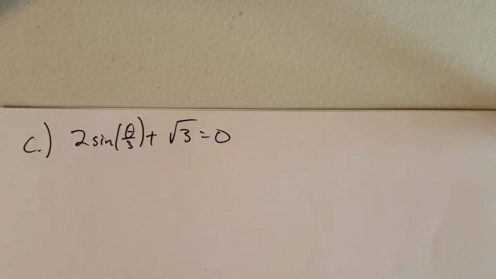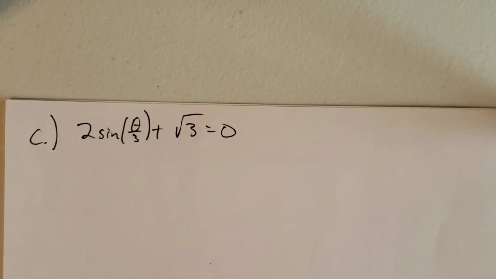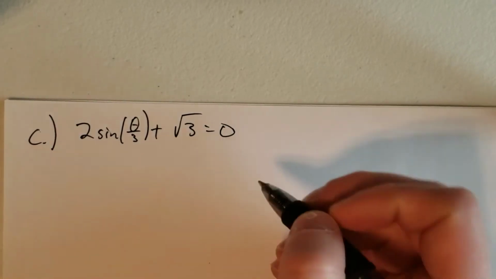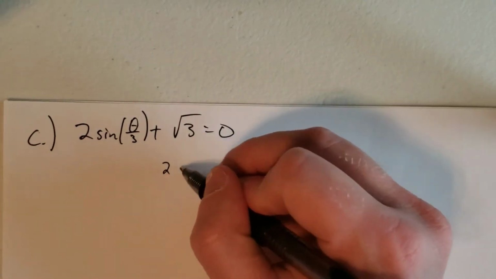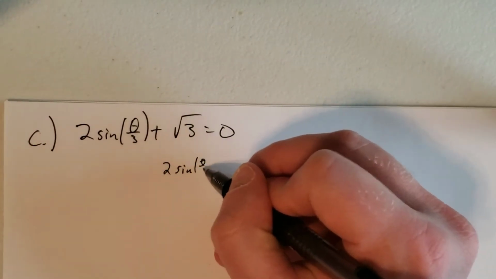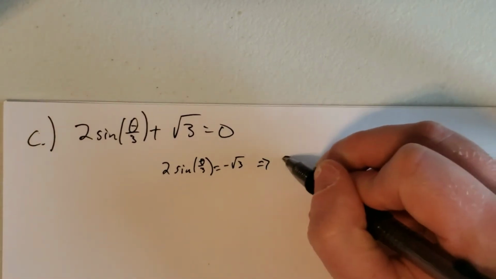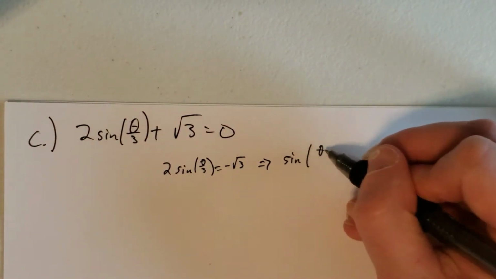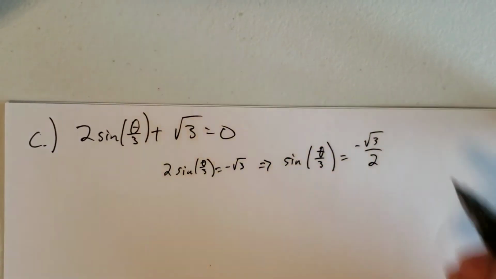So part C says 2 sine of theta over 3 plus the square root of 3 is equal to 0. I want to go ahead and solve this. So let's move the square root of 3 over to the other side, and we get 2 sine of theta over 3 is equal to negative square root of 3. This implies that sine of theta over 3 is equal to negative square root of 3 over 2.